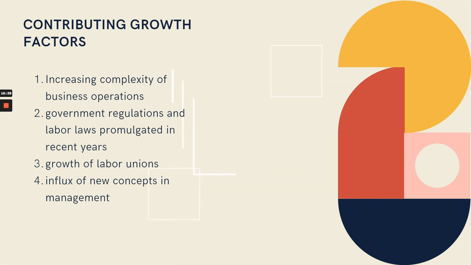The third is the growth of labor unions. So, what are labor unions? Because of the Industrial Peace Act of 1953, which is known as the Magna Carta of Labor, it triggered the organization of labor unions and the strengthening of the workers' bargaining power. So because of this act, the Magna Carta of Labor, the organizations within the company, within the workforce, were strengthened.